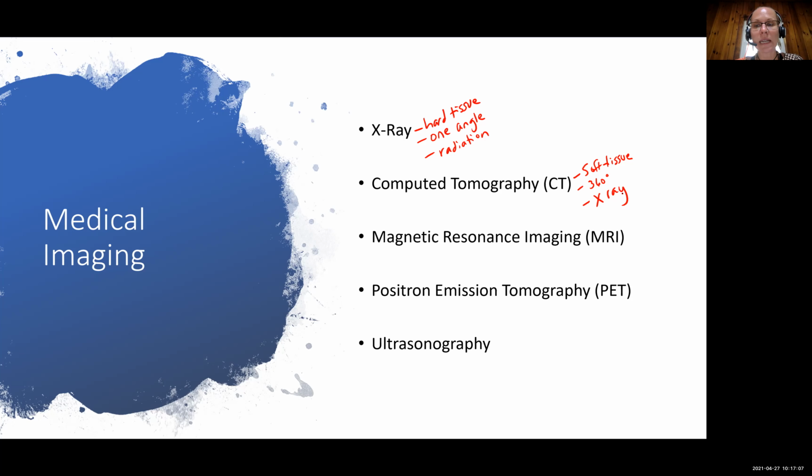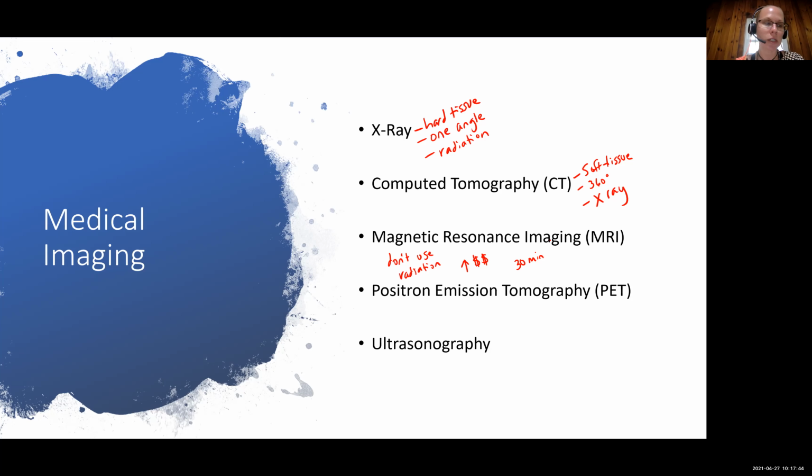As we get into magnetic resonance imaging, or what's abbreviated as MRI, we don't use radiation here, so that's a benefit. But it has a high price tag, and a patient has to be in the MRI machine for maybe 30 minutes. This can be very uncomfortable for a patient. You have to be still, and there's a lot of sound associated with this one.